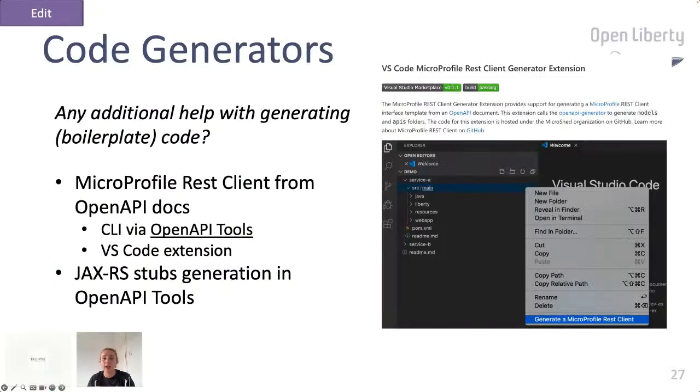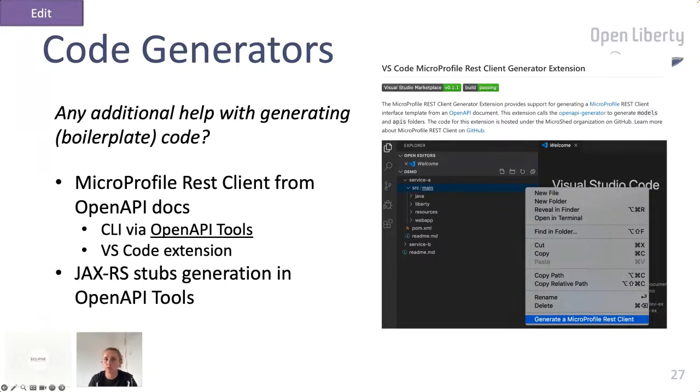Okay, still in the edit phase, I can see that I can get help with the specific tools and technologies I'm using, and also by utilizing those extensions and plugins. But what if I need help actually generating boilerplate code? How do I do that utilizing open source tools and technologies? Well, we can make use of things like MicroProfile REST Client. We can create those from OpenAPI docs.